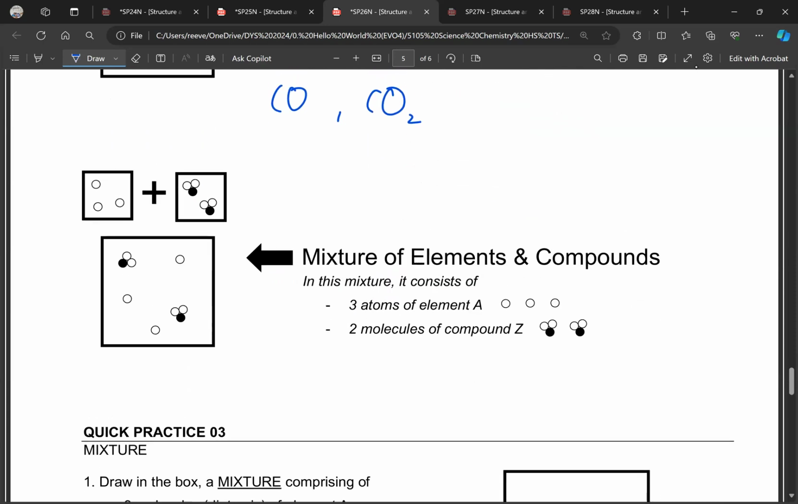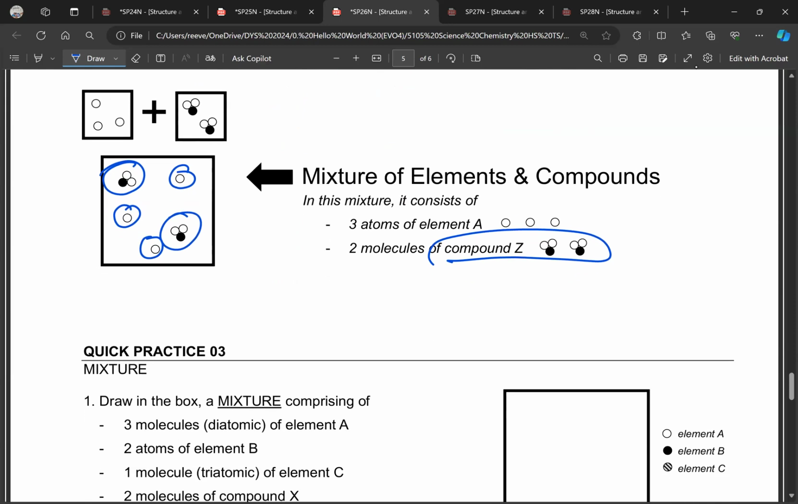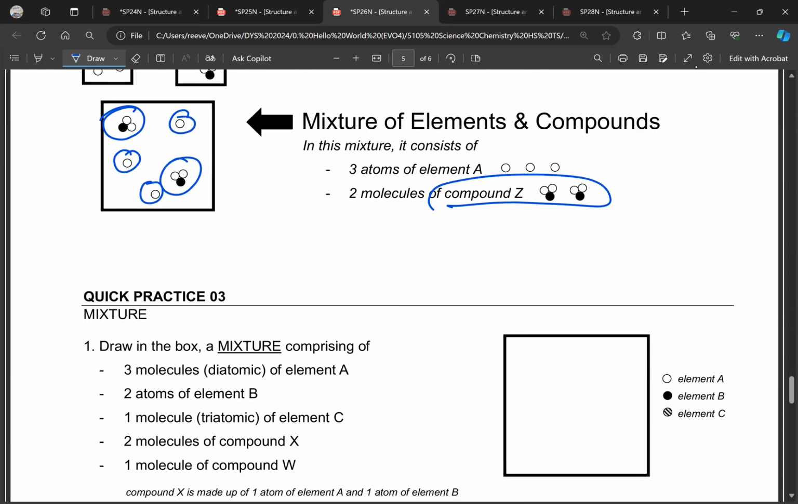Next one, I mix element and compound. Where's the element? This is the element. Very obvious. It's alone, one single, simplest form. And where's the compound? This one is a compound. So I have an element and a compound mixed together. So it's a mixture of element and compound. The element never goes and joins everything together. It's on its own, just an element floating around. Okay? So it's a mixture.